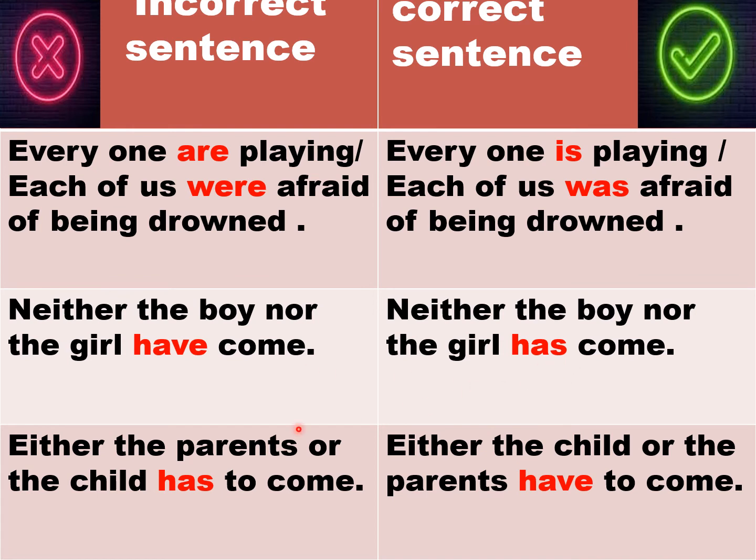Then the next sentence: either the parents or the child has to come. Here we have to change the order. The rule is, when the subjects joined by or, nor are of different numbers, that is, here we have a plural subject and here a singular subject, the verb must be plural and the plural subject must be placed next to the verb. See here, this is a plural subject and we have to place a plural verb here. Either the child or the parents have to come.